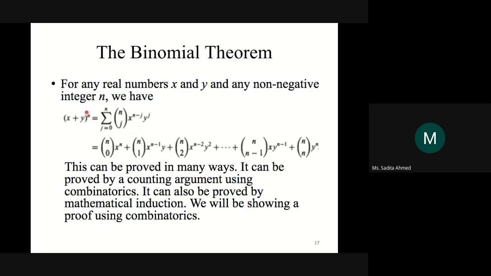How many total options are there? The total x plus y terms. How many x plus y terms are there? N. So total options to choose from is n. How many y's are you choosing? J. How many ways are there to do that? NCJ ways to do that. All right? Yes. Okay. So there you go.